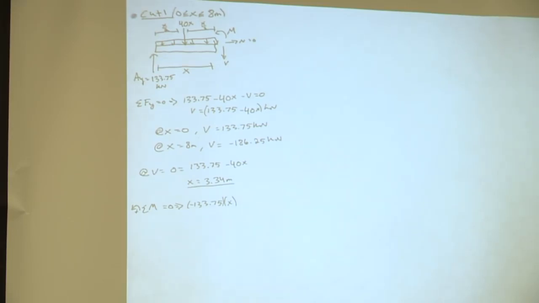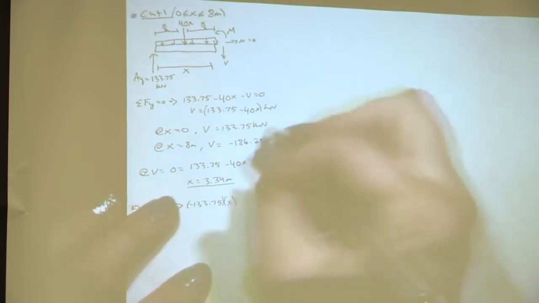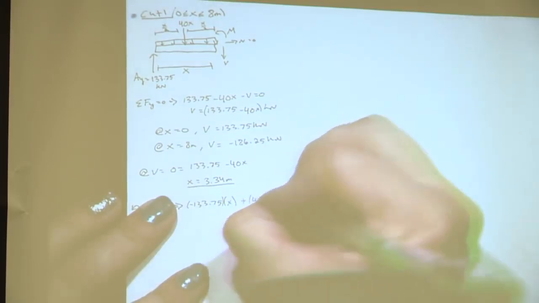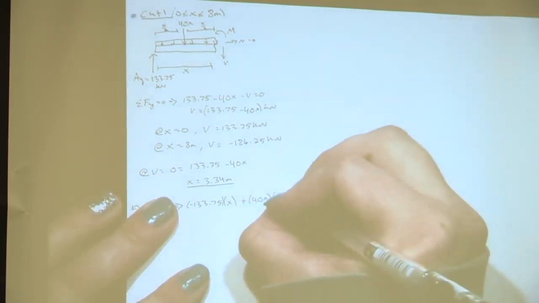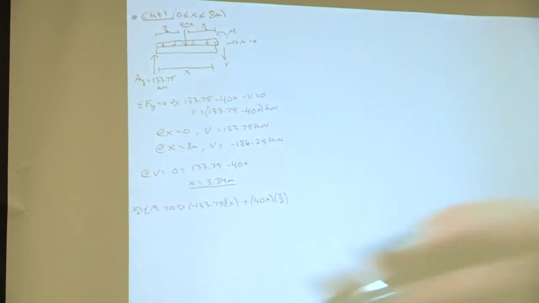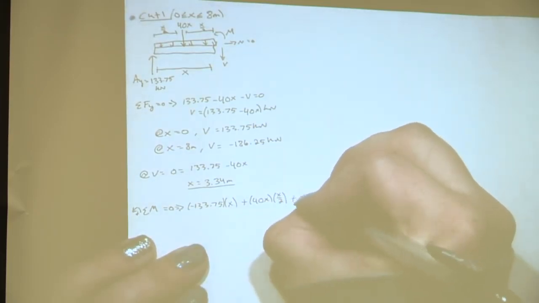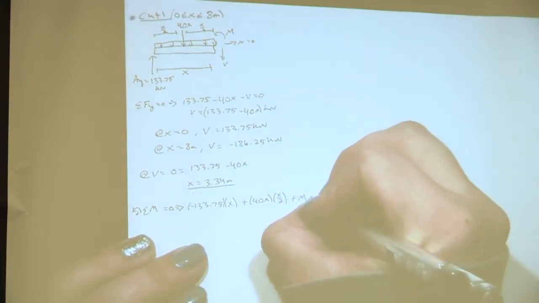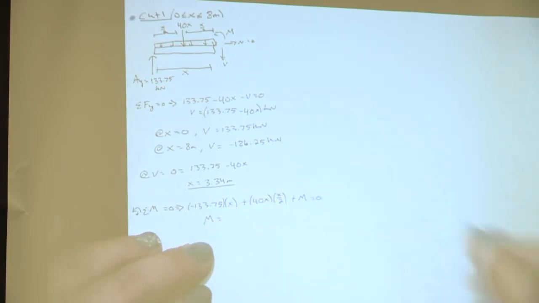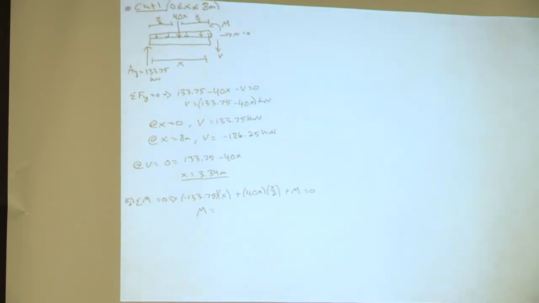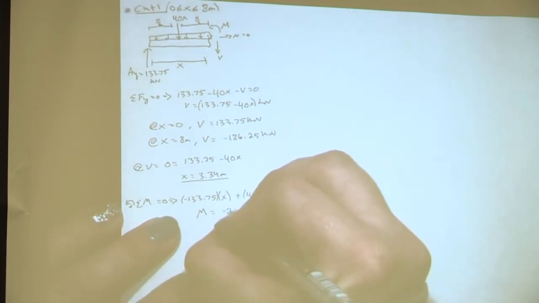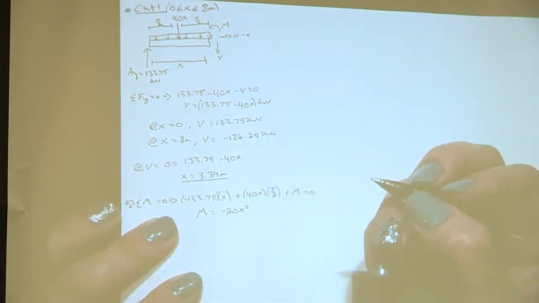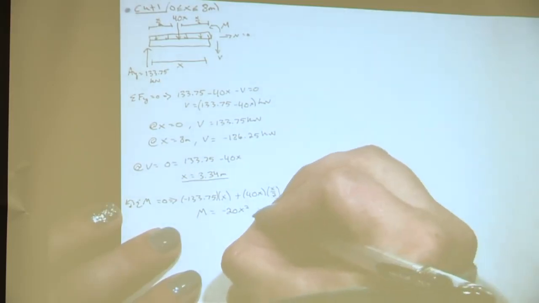Okay, awesome, so 40x, and is that going to be positive or negative? Awesome, so positive. And then what was its perpendicular distance? So x over 2, awesome. And then what? Is that it? Awesome, so plus M. And is that it? Yes. Okay, so if we solve for M, what should our equation be? Negative 20x squared plus 133.75x.